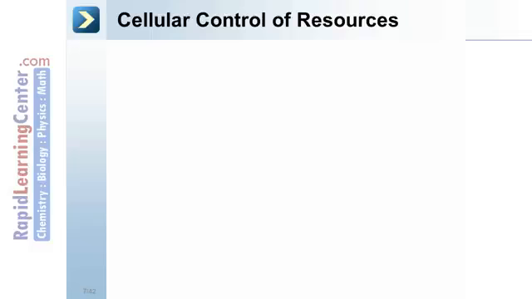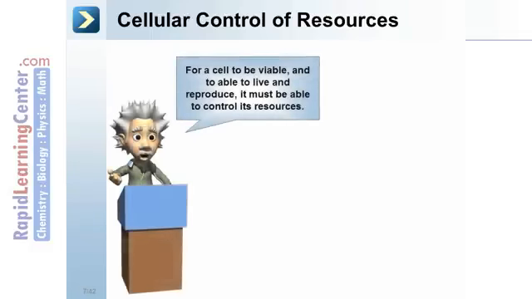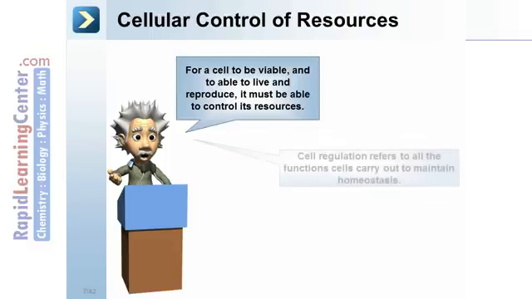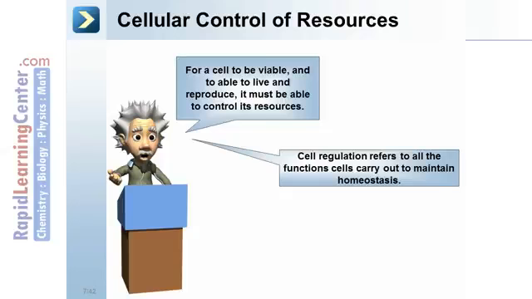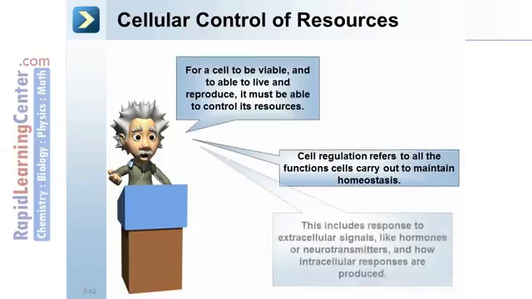Cellular control of resources. For a cell to be viable, that is, to survive, to be able to live and reproduce, it must be able to control its resources. Cell regulation refers to all the functions cells carry out to maintain homeostasis.